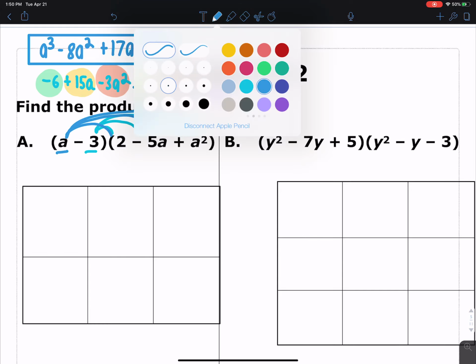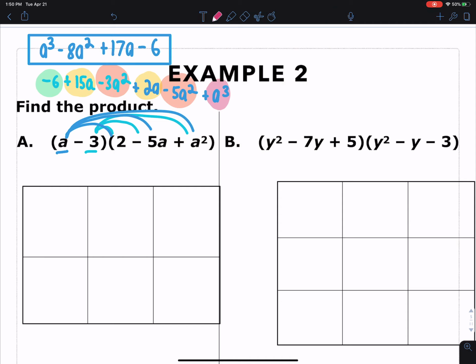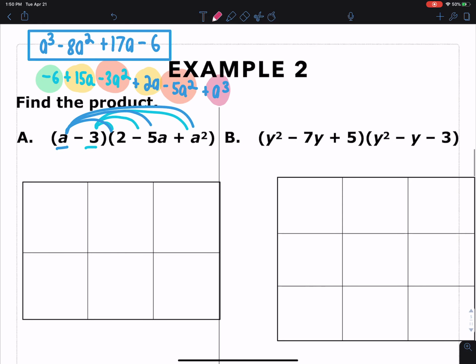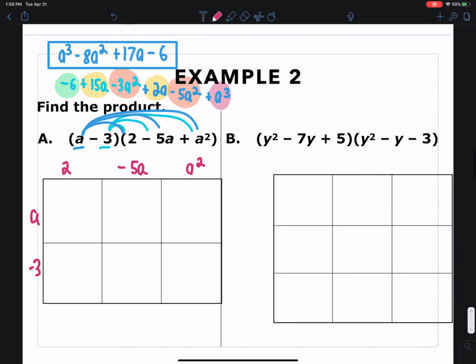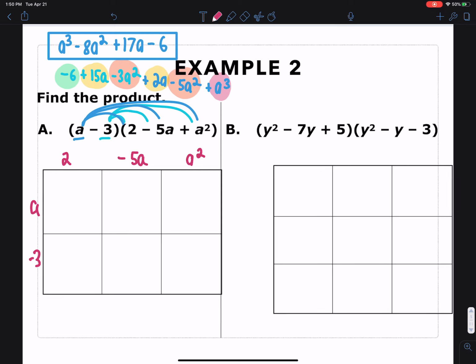Option 2 kind of keeps it a little bit more organized, so if you consistently get these questions incorrect, I would definitely suggest using a box to keep everything organized. So we're going to put a minus 3 on the side for the binomial, and then we would have 2 minus 5a, and then a squared for our trinomial. So you multiply to get what goes inside of the box, and then you combine your like terms at the end. So 2 times a is going to give us 2a.